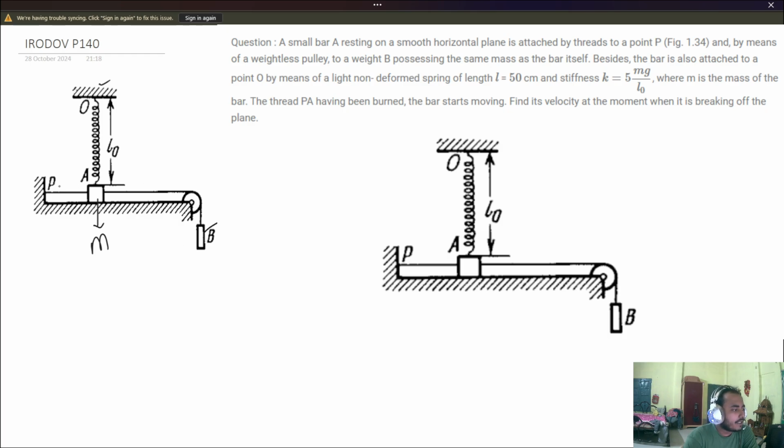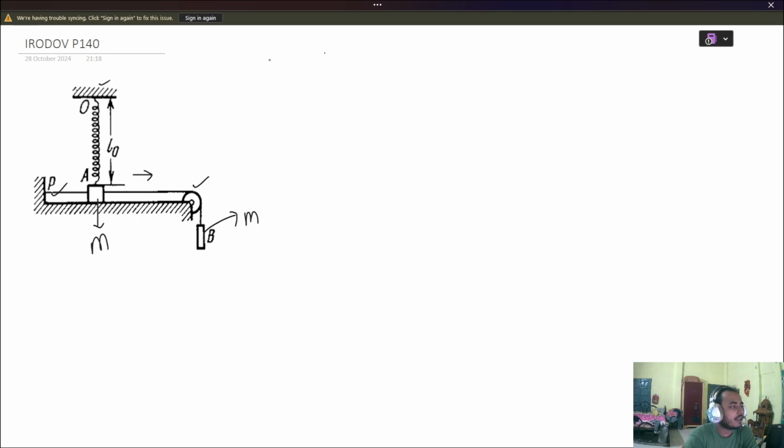Now, the problem says that this thread right here is burned. Once it starts burning, the block will move towards the right, and at some point it is going to cross this edge. We need to find out the velocity of this block when it crosses this edge, or when it is basically about to fall off the edge. I think it was given that k equals 5 mg by L, where L is the length of the string and m is the mass of the block. For block A and block B, they are the same mass. So k is basically the spring constant of the spring.